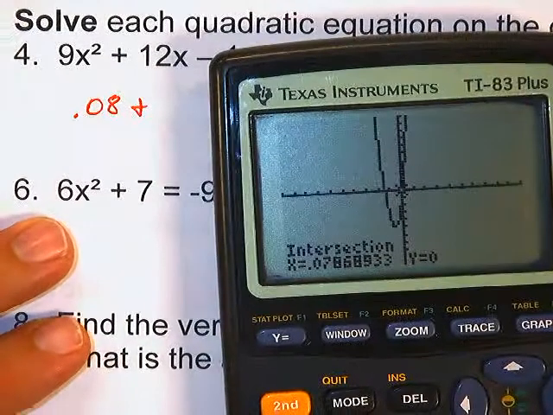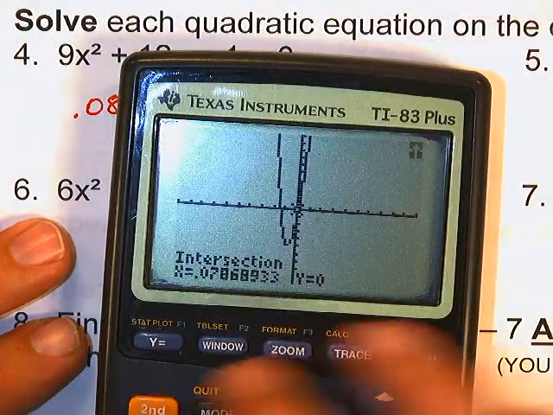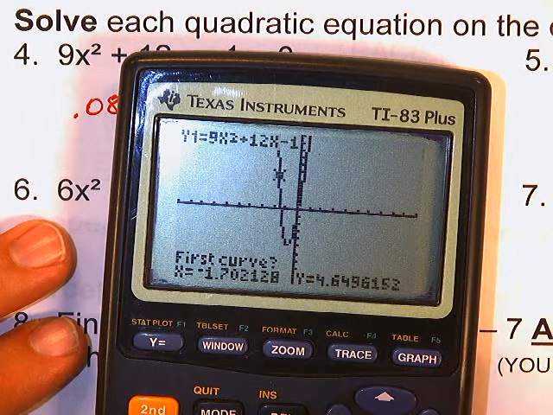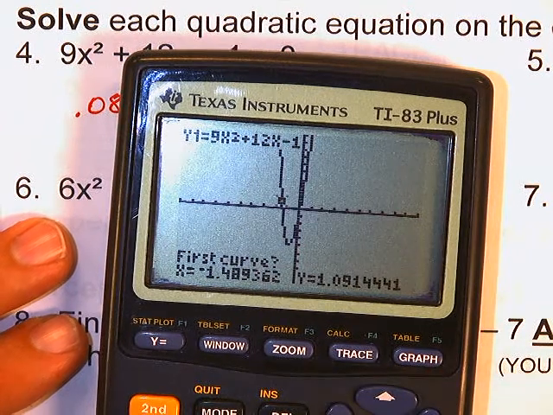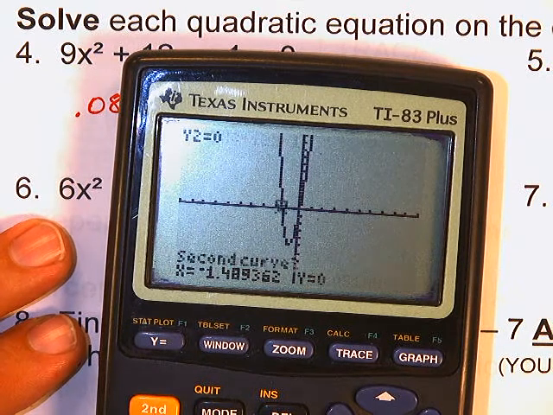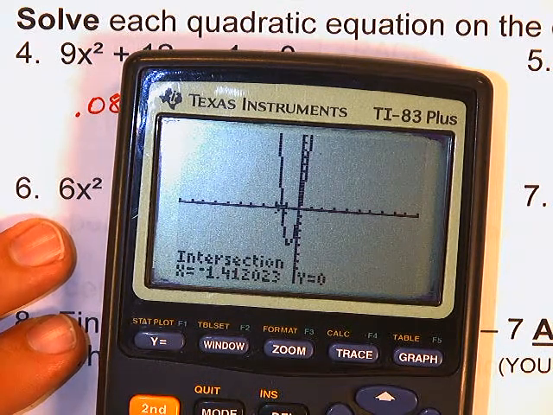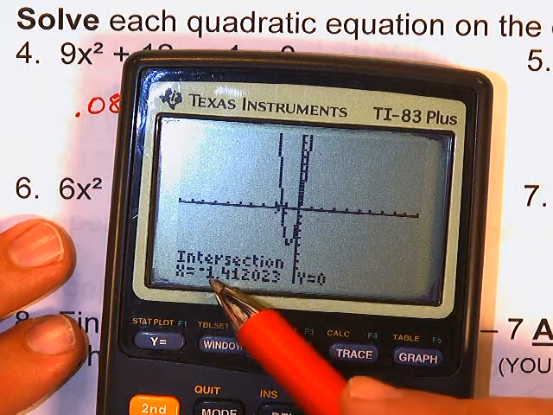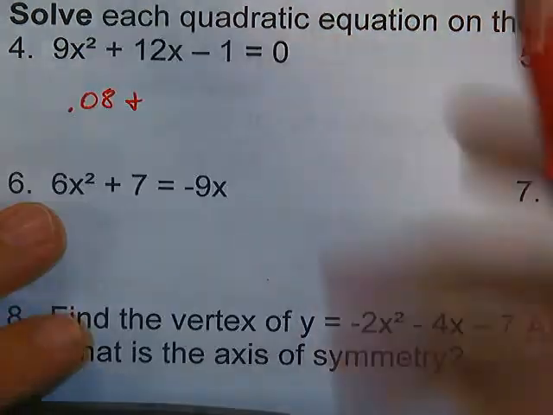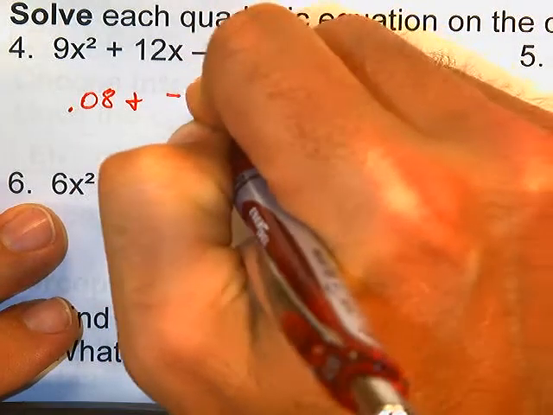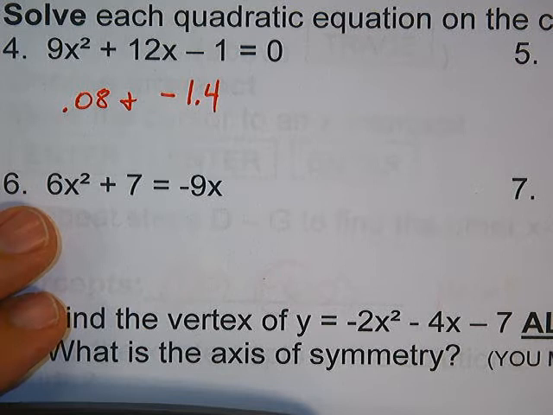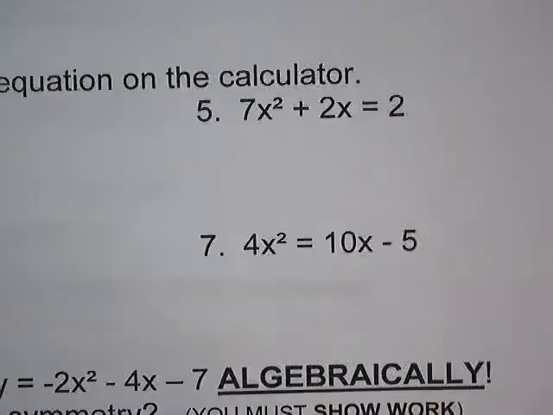And there's another solution, so let's go back here. Second calc number 5 again, move it to the other x-intercept, hit enter 3 times. The other solution is at negative 1.4. Okay? Any questions there?